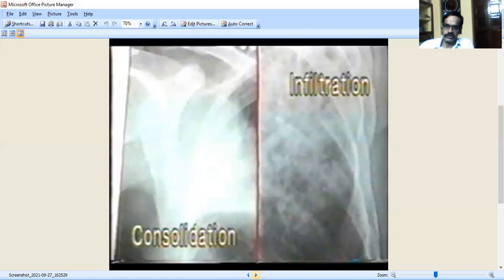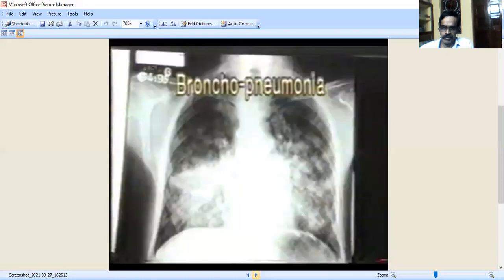So you see the consolidation and infiltration. Consolidation is confined to the right upper lobe, and you can see a clear demarcation from the right lower lobe, isn't it? Consolidation is a uniform white opacity. Whereas on the right side, you can see infiltration, fluid infiltration, the cotton wool-like fluffy nature of the shadow, discrete shadows. That is fluid infiltration, as seen in pulmonary edema, isn't it?